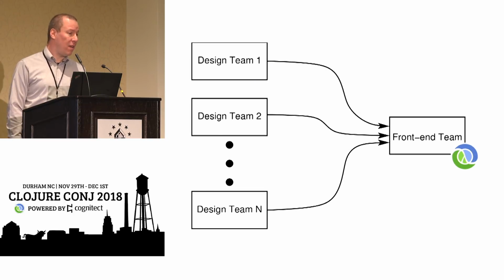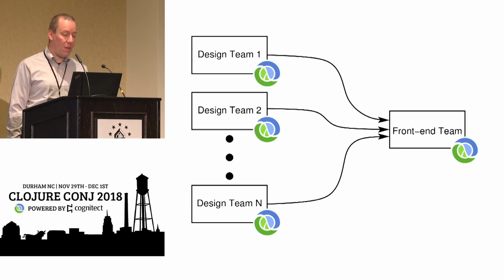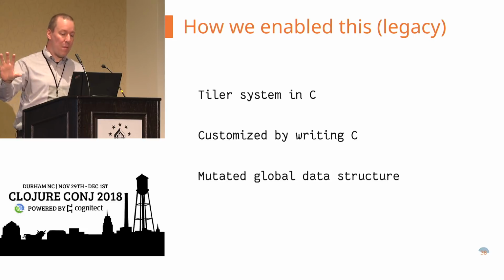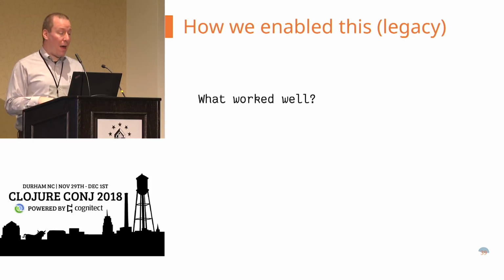Now, we originally had a situation that looked like this, and this went on for a while, but clearly wasn't sustainable. So we did eventually, years ago, enable our design teams to have this kind of arrangement where they were writing their own memory tiling algorithms, but they were writing it in C. And this is a system that we had for a long time. It was a global mutable data structure that described the memory, and this was okay. There's things about it that actually worked pretty well.